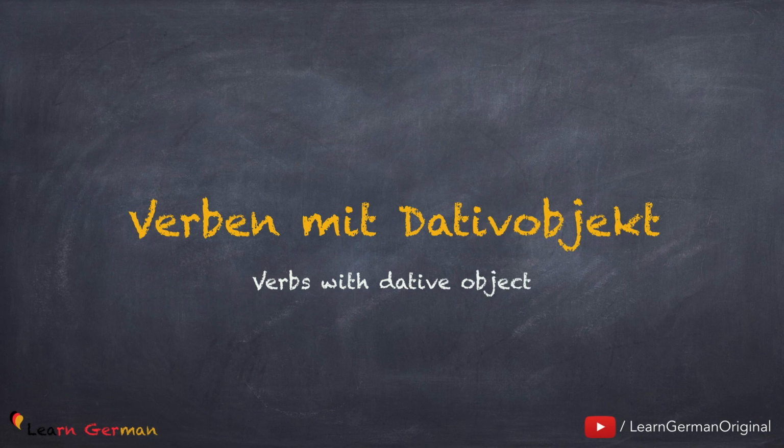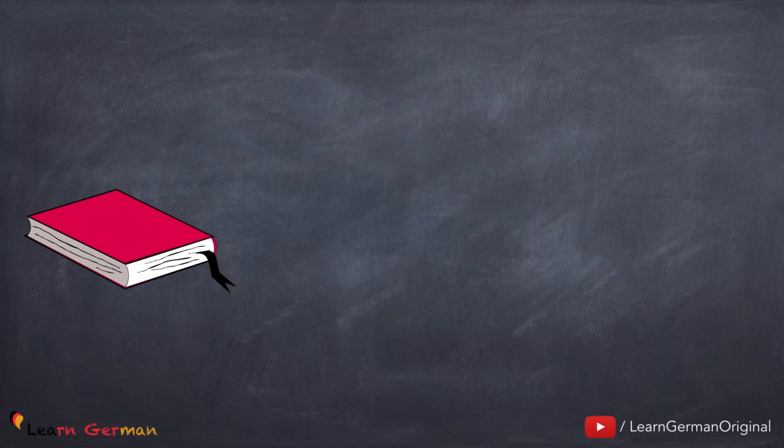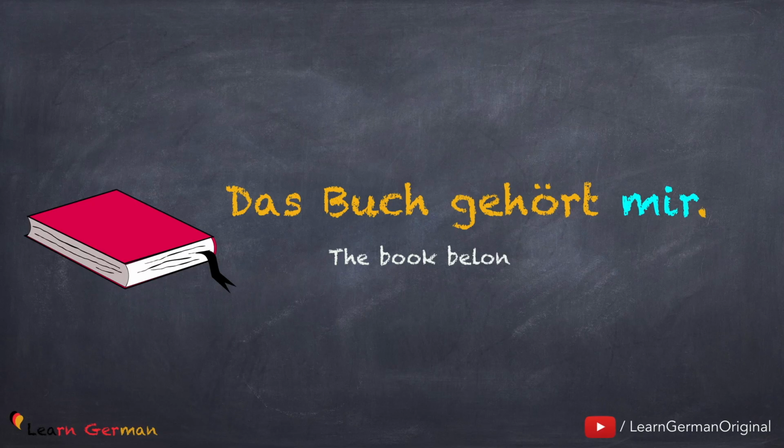Let's look at some other cases. Verben mit Dativobjekt or Dativverben. If you want to revise some Dativverben, you can watch our video on the same. The link is given below in the description. These are verbs that take a direct object but in Dativ. Das Buch gehört mir. In this case, we are using mir because gehören is a dative verb.